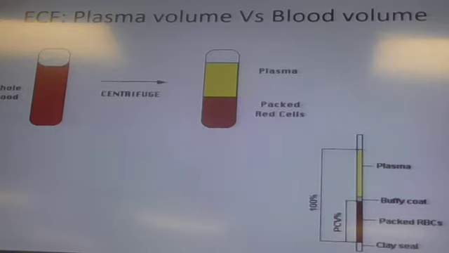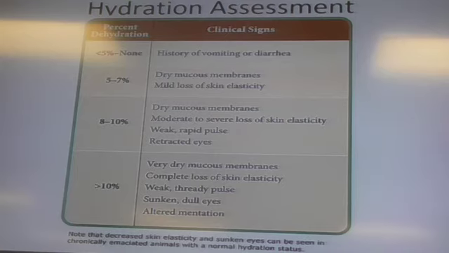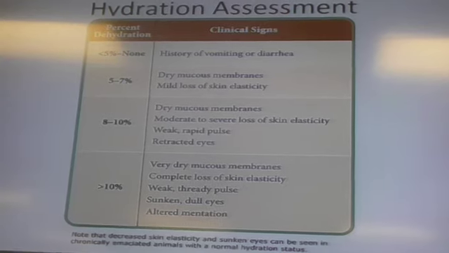Now, when we talk about dehydration, dehydration would be interstitial fluid deficits. So I could be normovolemic, I could have normal blood pressure, I could have normal blood volume, and still be dehydrated, okay? And that would be an interstitial loss. Ultimately, you can get so dehydrated, right, that you're going to suck fluid from where? From the blood. And you can become hypovolemic, right?